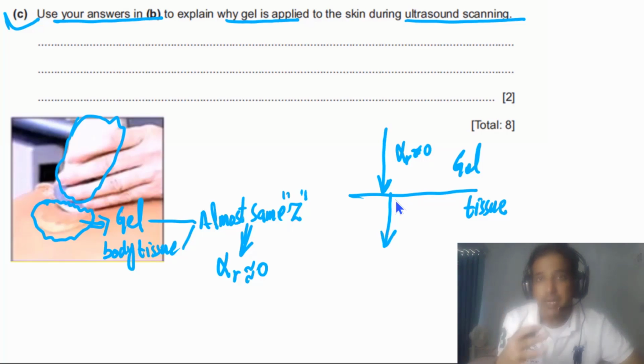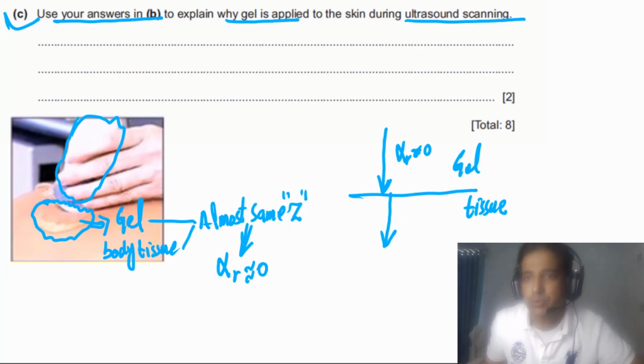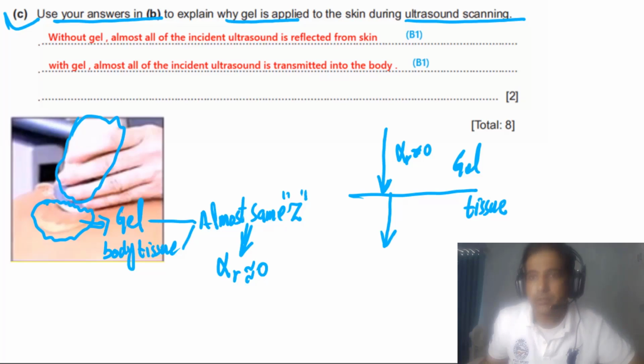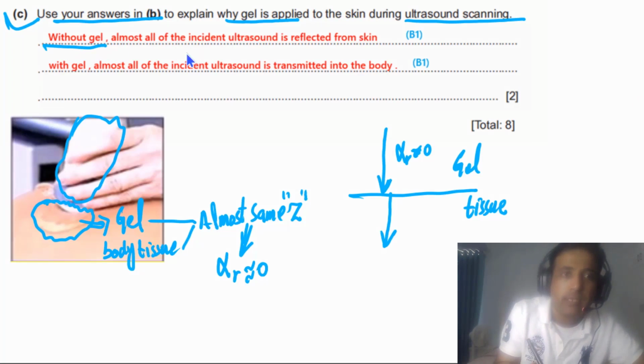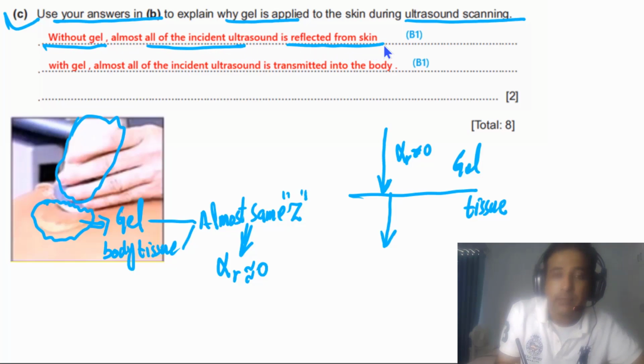So we can get a better image, so we can study the internal body parts in more detail. Let me show you the answer, how you can write your answer. In your answer you have to mention these 2 points. The first point, you can say without gel almost all of the incident ultrasound is reflected from the skin.